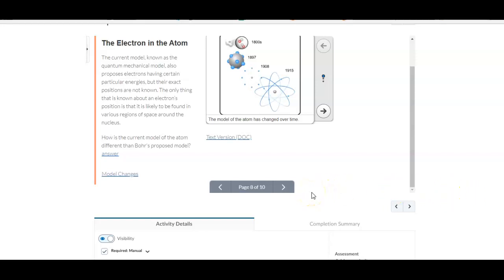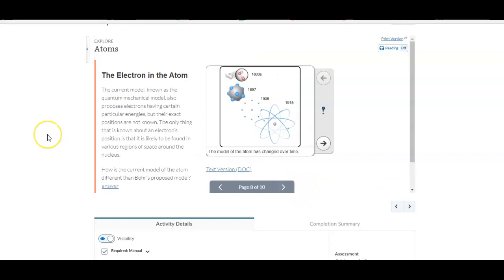And number 8, what does the current atomic model look like? Okay, so the current model, known as the quantum mechanical model, proposes electrons having certain particular energies, but their exact positions are not known. The only thing that is known about an electron's position is that it's likely to be found in various regions of space around the nucleus.